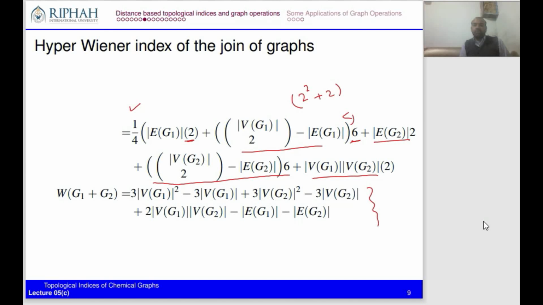Join is very friendly for investigating or finding the distances, because every vertex of graph G1 is connected to every vertex of graph G2. That's why we are getting an easy, simplified formula.